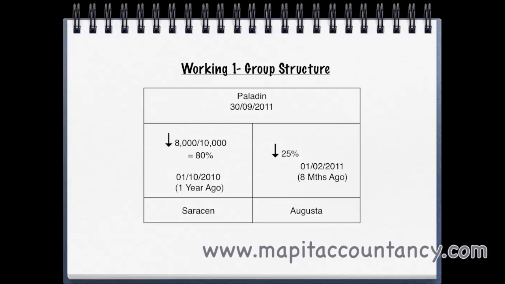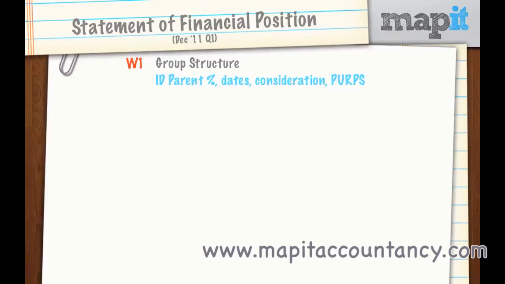We can also see up at the top that there's been consideration paid of an immediate $4 per share for Saracen, and a further amount deferred until the 1st of October 2011. And we can identify from note 3 in our question that there is going to be a perp. So we said in working 1, we'd look at consideration, we'd look at perps, and we'd set out the interest that we have in each entity.